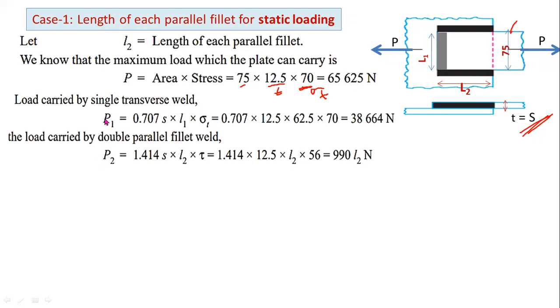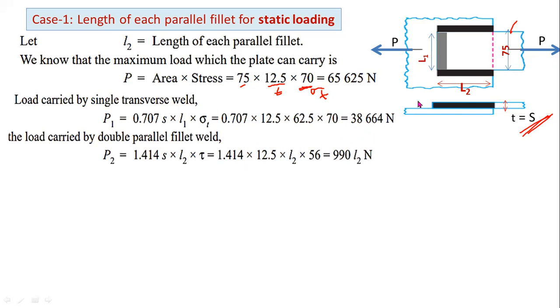We already know the formula for a single transverse weld. For single transverse weld, you have to use this formula: P1 equals 0.707 into S into L1 into sigma t. L1 is the length of the transverse weld, and L2 is the length of the parallel fillet weld. Here P1 equals 38,664 newtons, which is the tensile strength for the transverse weld.